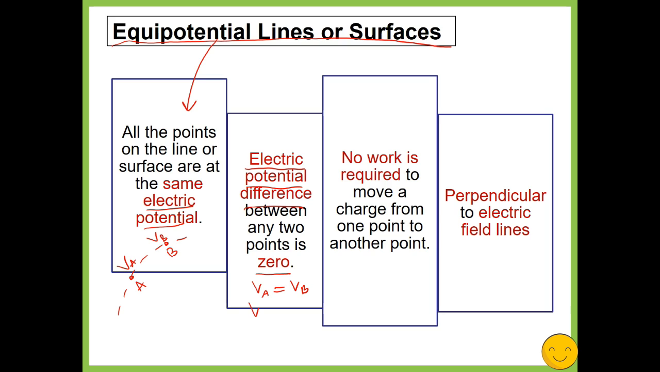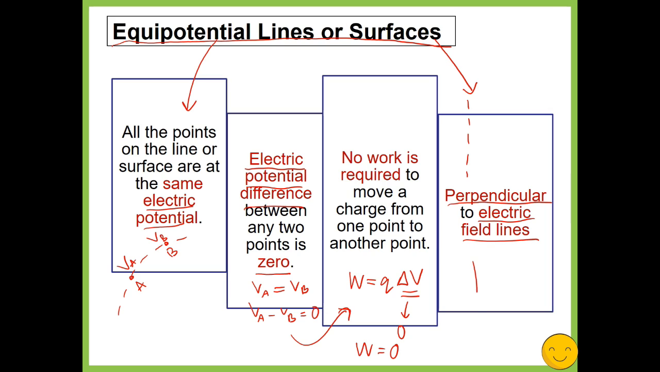So VA minus VB is equal to 0, which means there will be no work done, as the work done is equal to delta V. Since our delta V is equal to 0, the whole work done will be 0. These equipotential lines are normally drawn as dotted lines and they must be perpendicular to the electric field lines.